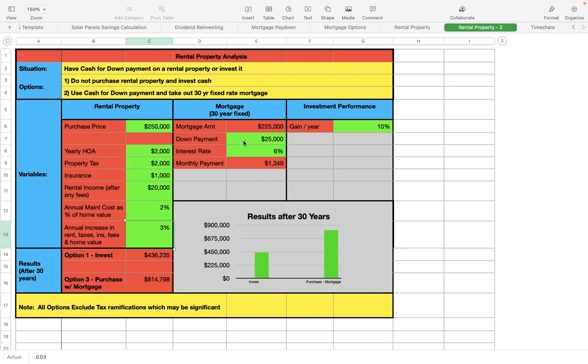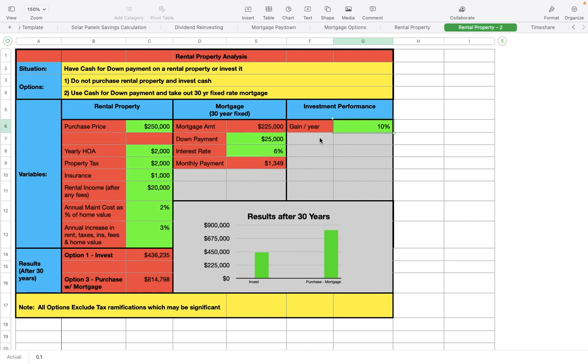On the mortgage side, you have a down payment you're going to make. Here I plugged in a $25,000 down payment, just 10% of a purchase price of $250,000, and what your interest rate would be. And this calculates your monthly payment. And again, it's a 30-year fixed rate. The last variable is the investment performance.